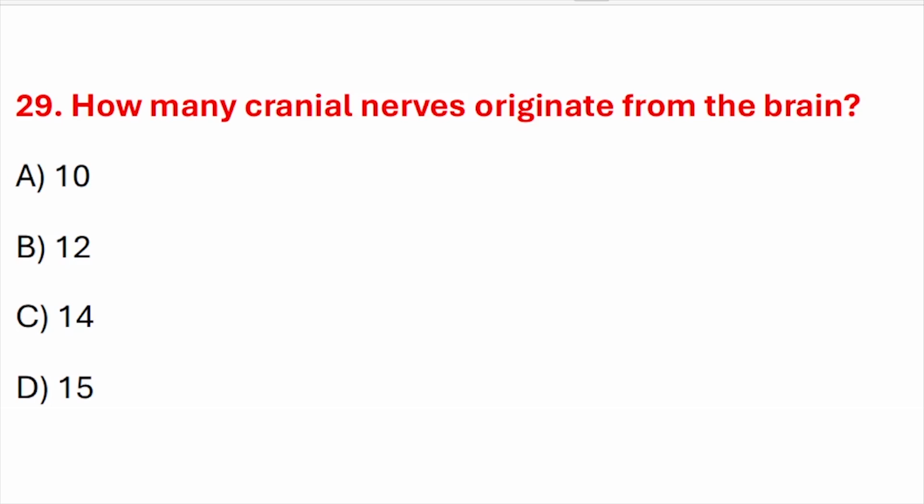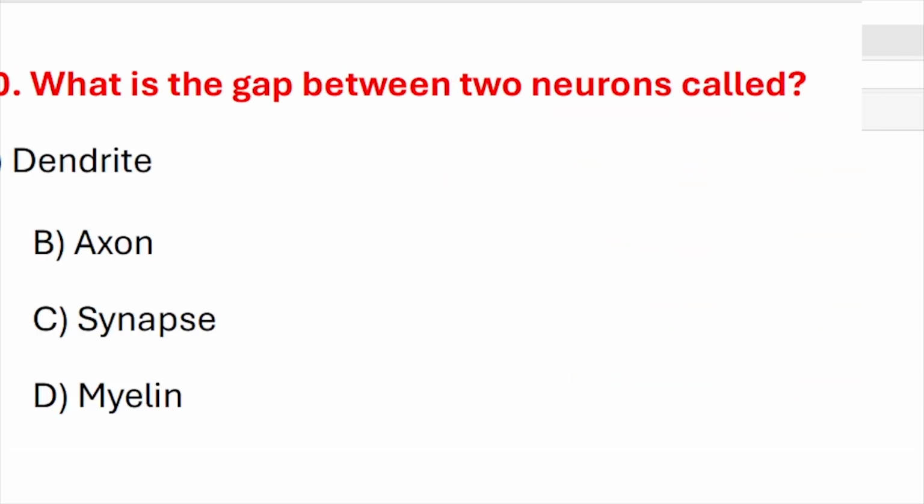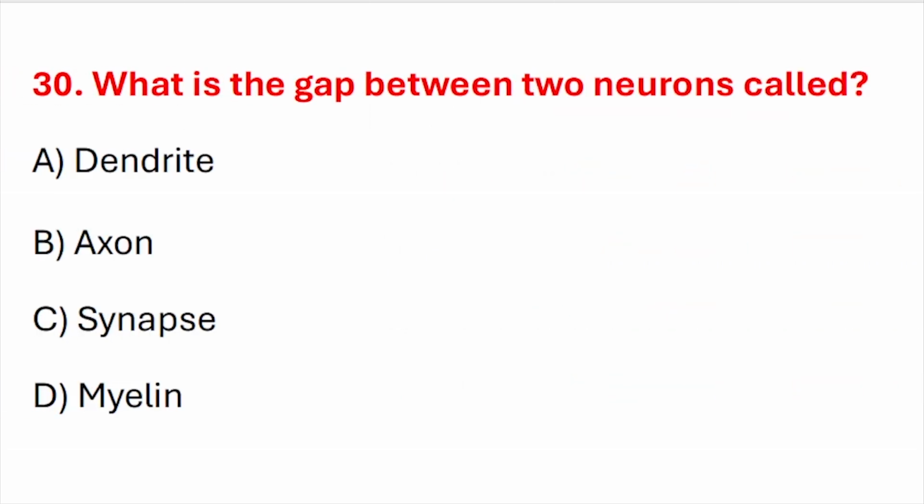Question number 29. How many cranial nerves originate from the brain? Correct answer is option B, 12. Question number 30. What is the gap between two neurons called? Correct answer is option C, synapse.